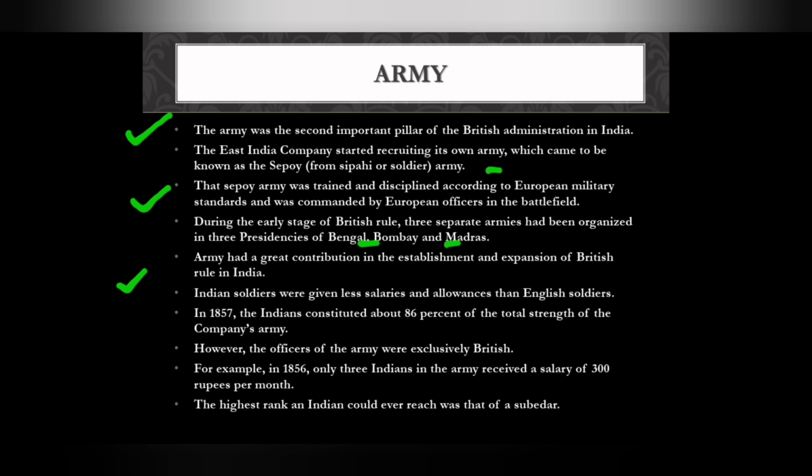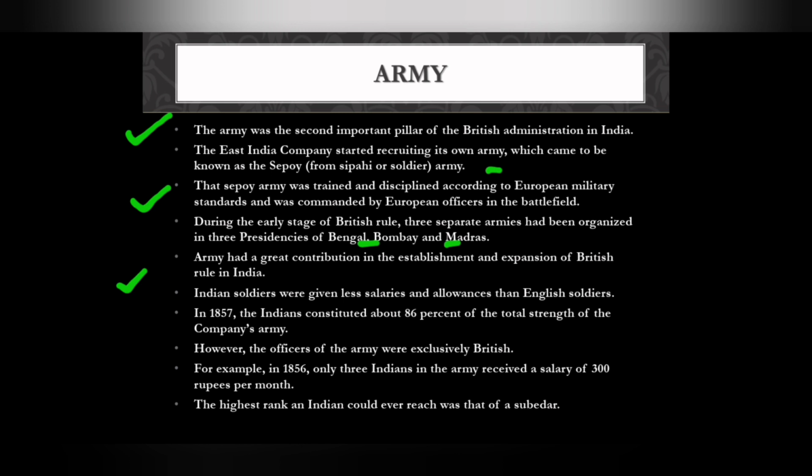In 1857, the Indians constituted about 86% of the total strength of the company's army. So in the year 1857, Indians constituted how many percentage? 86% of the total strength of the company's army. Okay. However, the officers of the army were exclusively British.